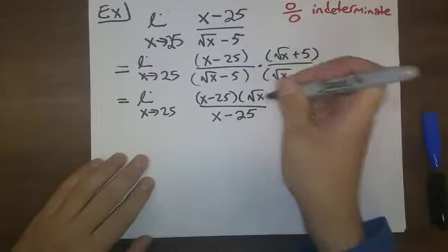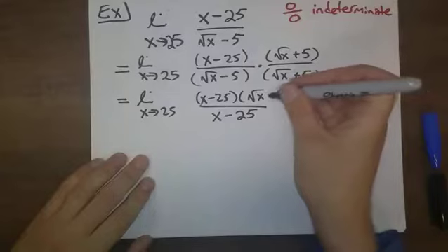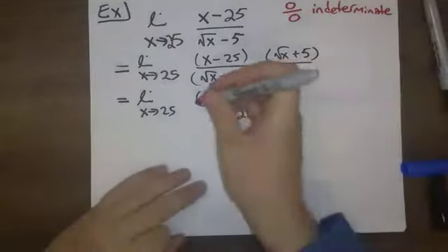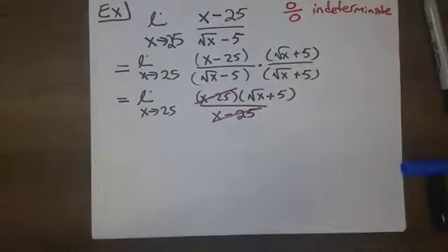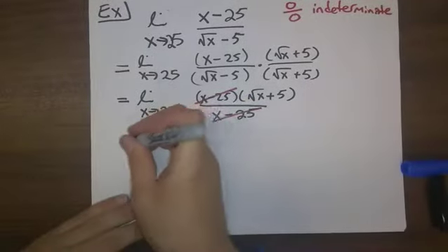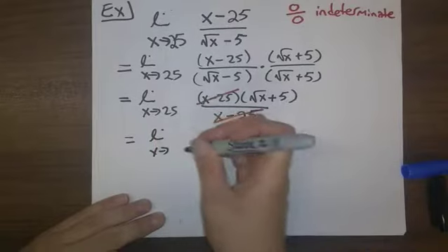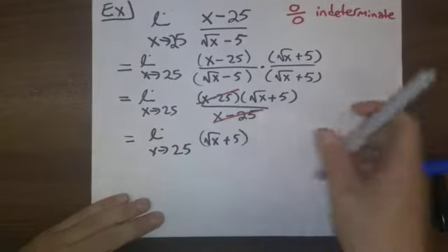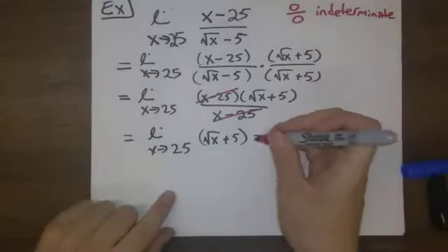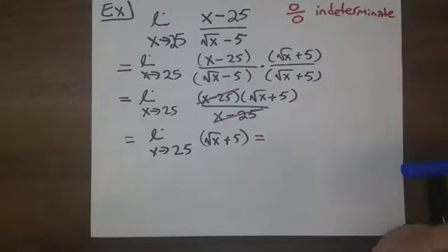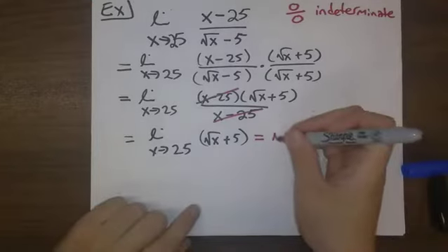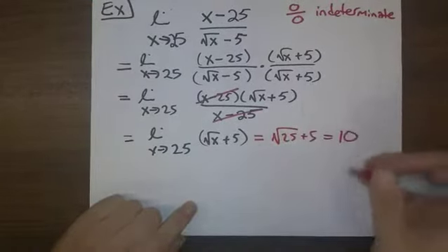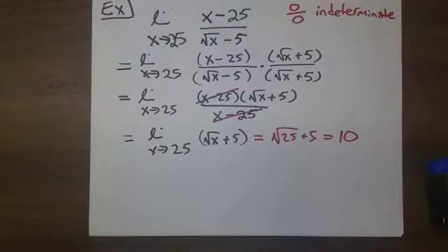And so the numerator stays as x minus 25 times square root x plus 5. And oh look, life is wonderful. We can cancel out factors of x minus 25. So limit as x goes to 25 of square root x plus 5. And at this point we can just plug in. So this is continuous at x is equal to 25. Plugging in gives us square root 25 plus 5. That's 5 plus 5 is 10 for our final answer.